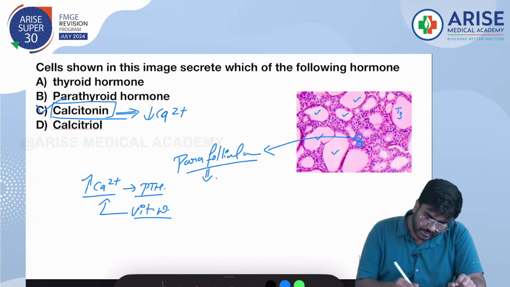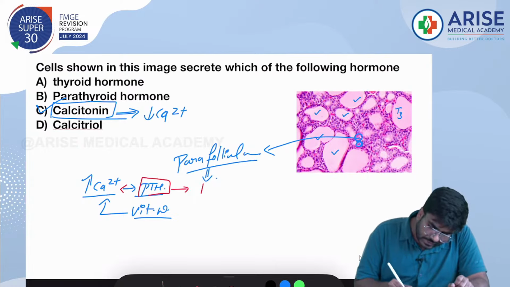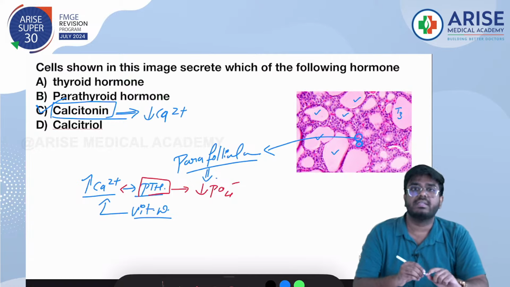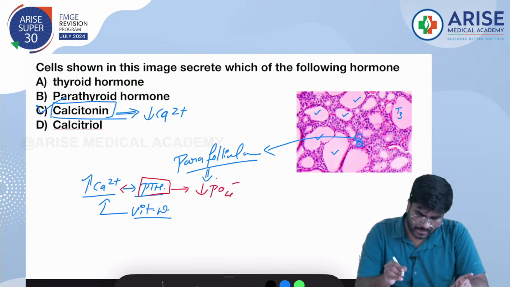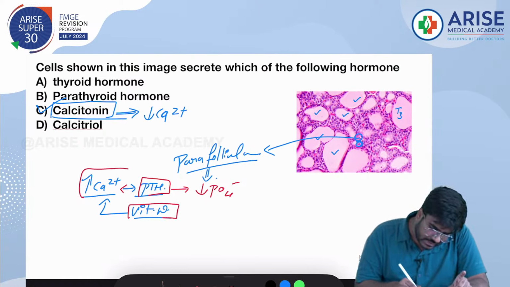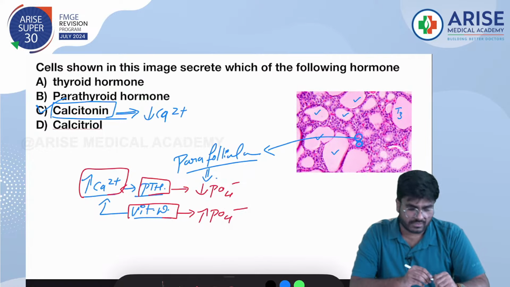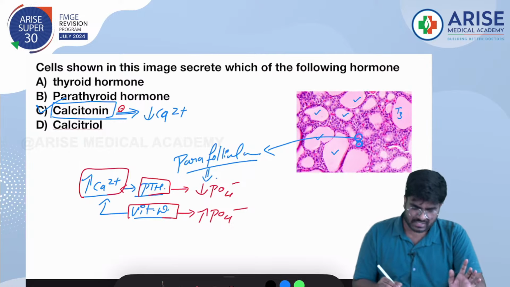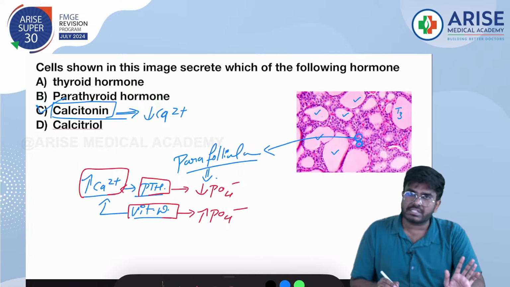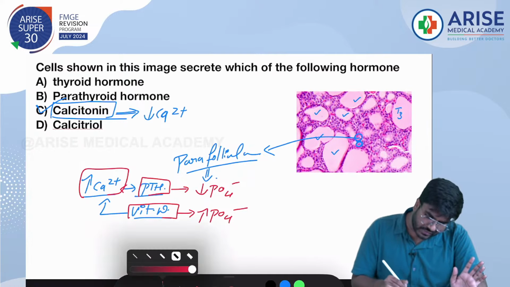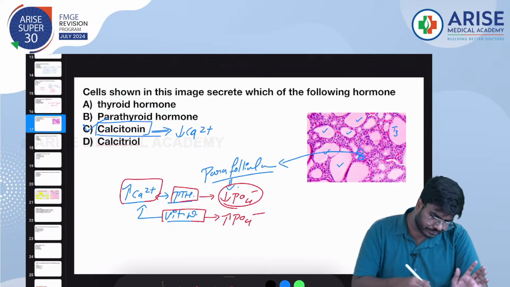I want you to know one more thing. Parathyroid hormone, yes, it increases the blood calcium levels, no doubt in that. But it decreases the phosphate levels in the blood. But vitamin D increases the calcium and also increases the phosphate. Calcitonin doesn't have any role on the phosphates. Parathyroid hormone and vitamin D both increase the calcium, but parathyroid hormone decreases the phosphates, and vitamin D increases the phosphates. These are the points which I want you to know.